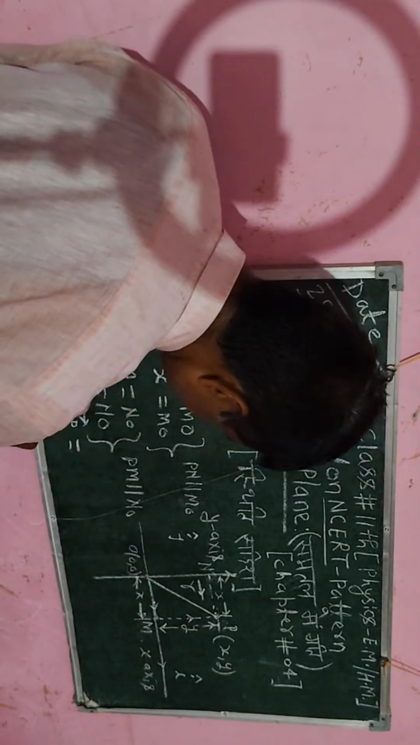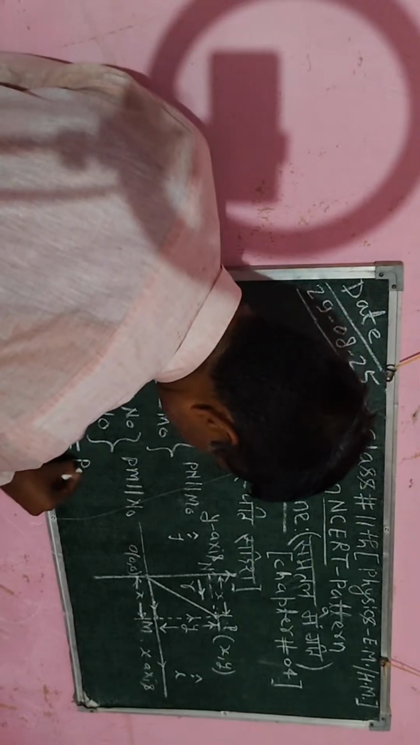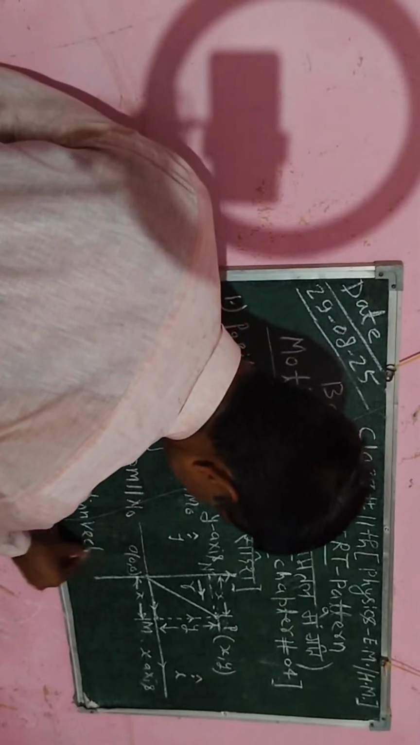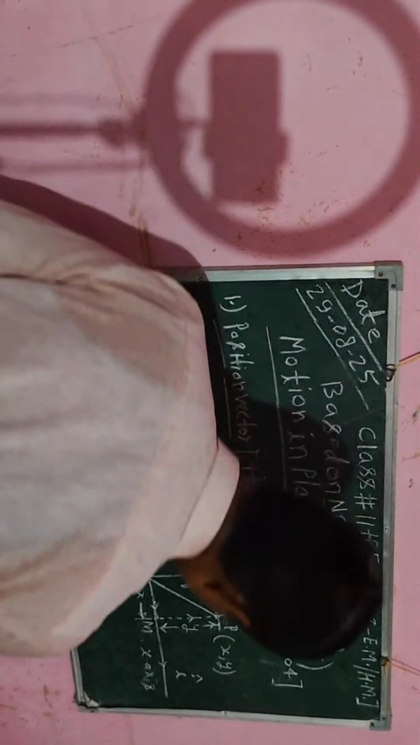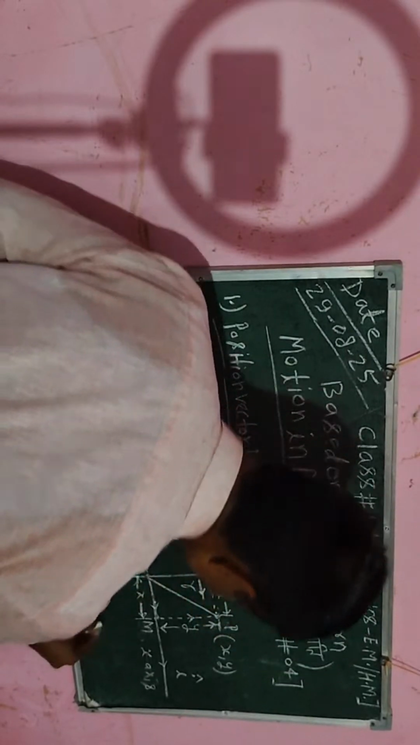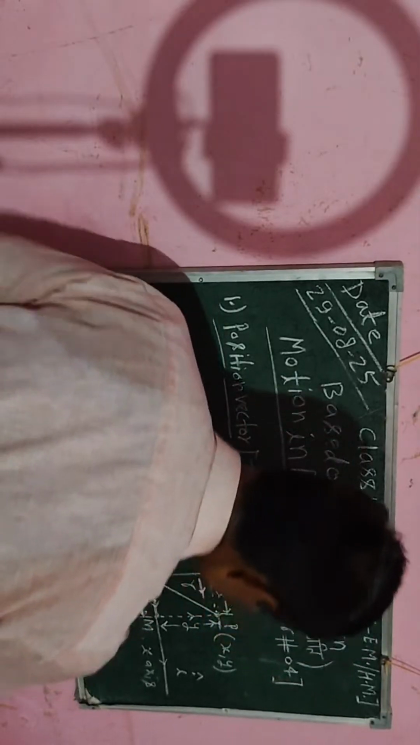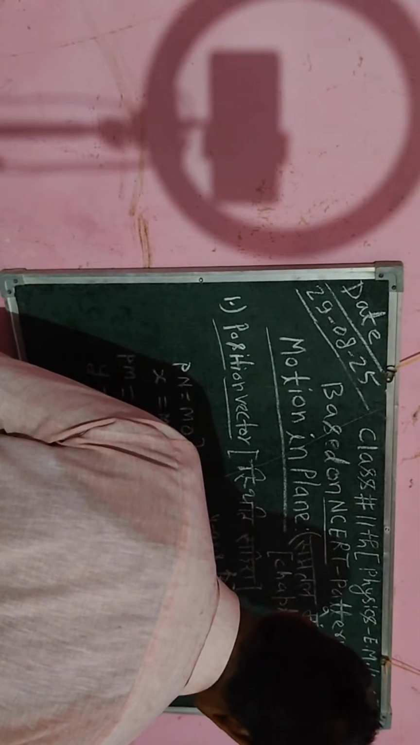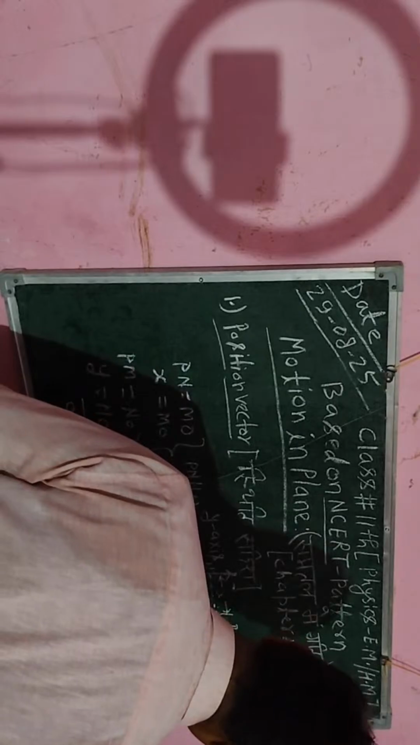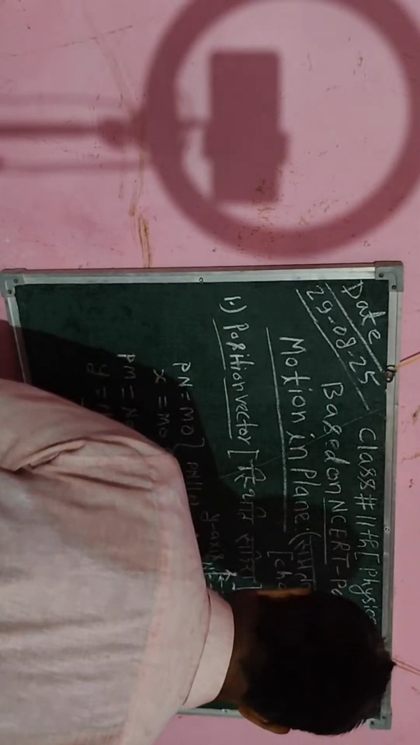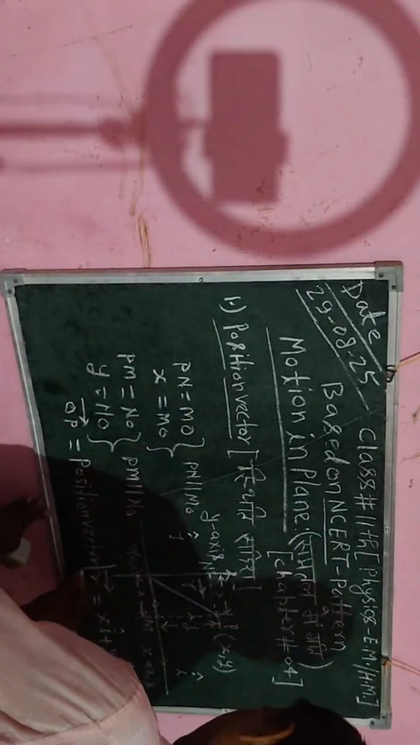So I will say this is the position. OP is the position vector, and that position vector can be obtained by using vector R. Vector R is equal to x along the x-axis, that is the vector i cap, and then from M to P I will move, so the coefficient of vector j will be y into j cap. So this is the required position vector.